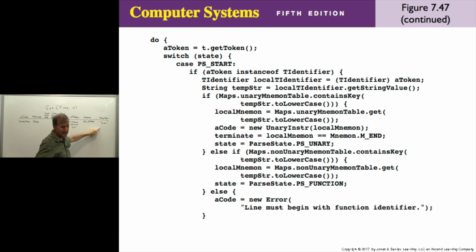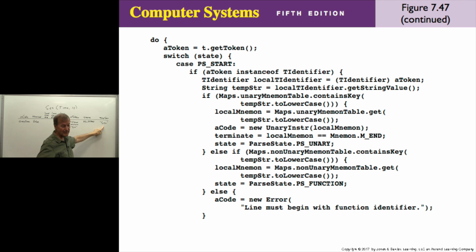So then else if what? Maps dot non-unary mnemon table dot contains key. And what are we testing? We're taking this capital SET, converting it to lowercase set, and we're looking it up in the map, right? Now, will the non-unary mnemon table contain that? Yes, it will. If you go back and look at how we populated our maps, that's how we did it.